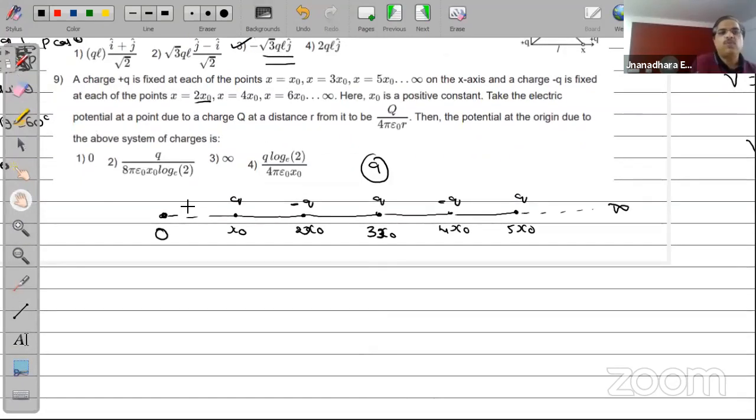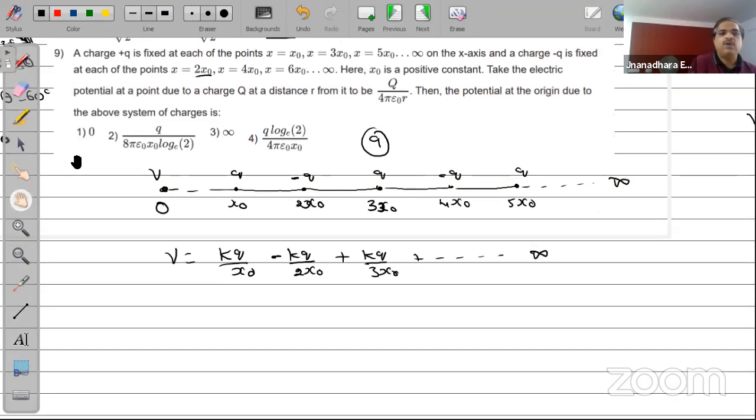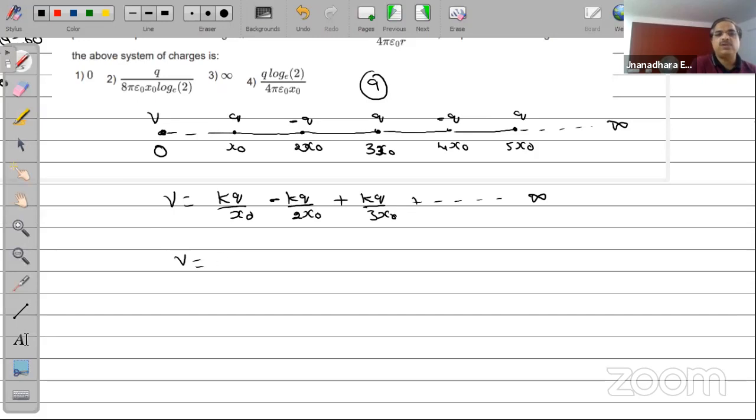I have to find out what is the potential of the origin. The potential of the origin is simple. It is kq by x0 minus kq by 2x0 plus kq by 3x0, and it will go on like this up to infinity. So I can now say that V should be equal to kq by x0 into 1 minus half plus 1 by 3 plus next one will be minus 1 by 4 plus 1 by 5 and so on and so forth up to infinity.